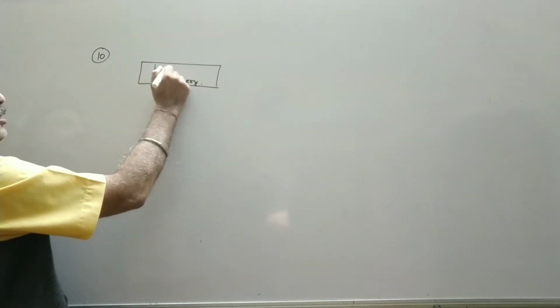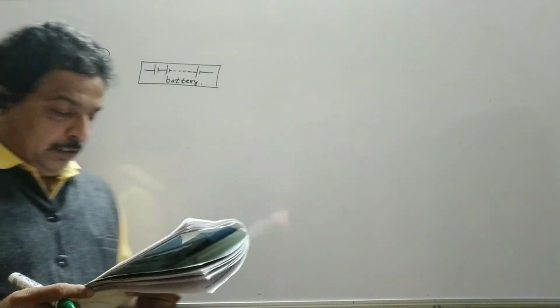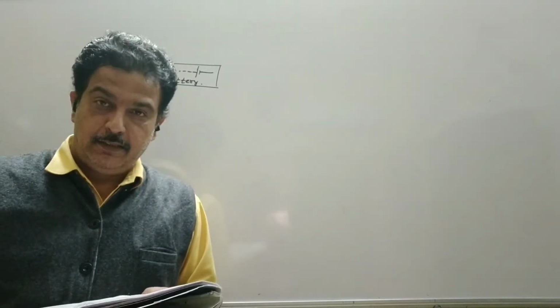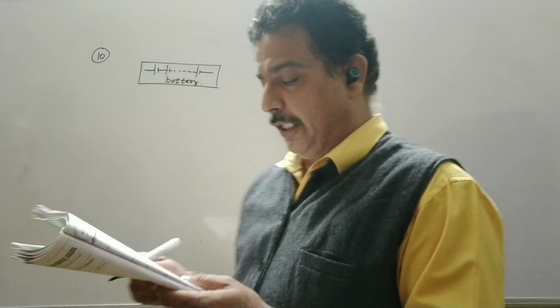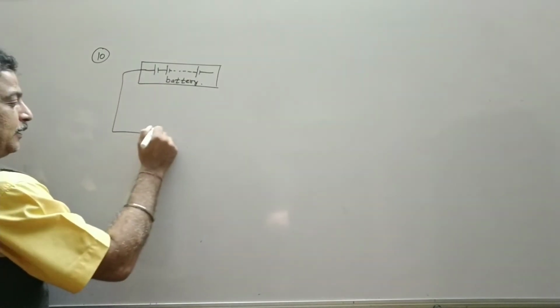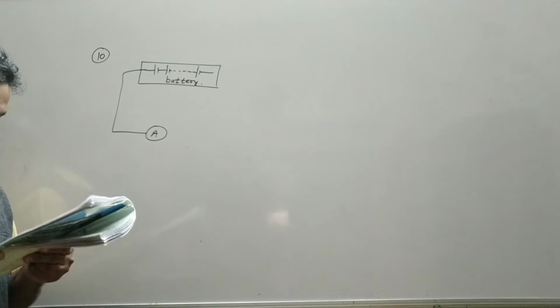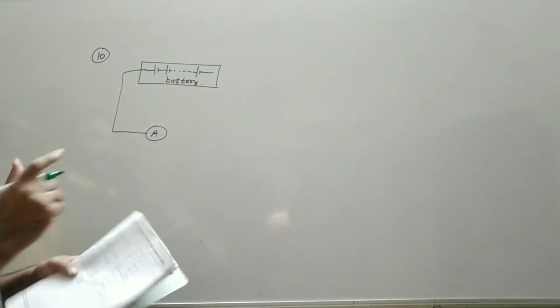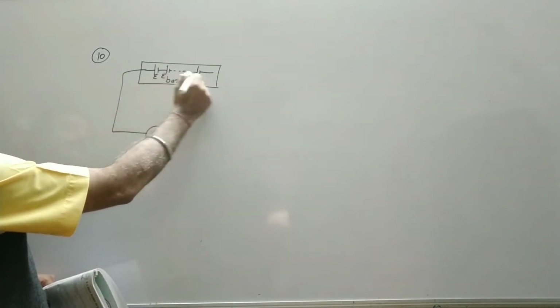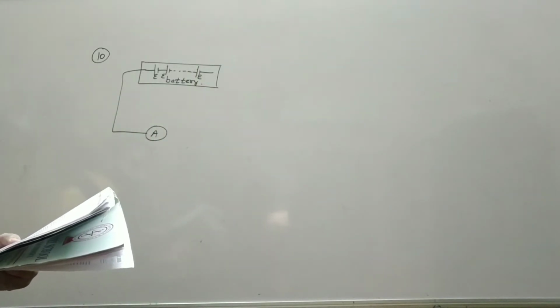So we have 12 cells like this inside it. Some cells are wrongly connected. We don't know how many cells are wrongly connected in it. This battery is connected in series with an ammeter and 2 identical cells, so same cells having an EMF E. Suppose EMF of each cell is E, and 2 identical cells.